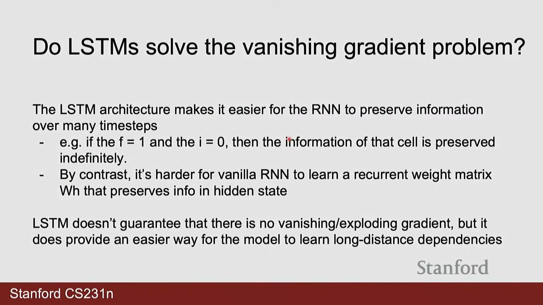So do LSTMs solve the vanishing gradient problem completely? It definitely helps. It makes it easier for the RNN to preserve information over many time steps by using this top pathway I diagrammed. In contrast, it's much harder for vanilla RNNs to learn a recurrent weight matrix that preserves info in the hidden state across every single time step, if we're always doing the same operation and we're not able to just pass information directly without an activation function.